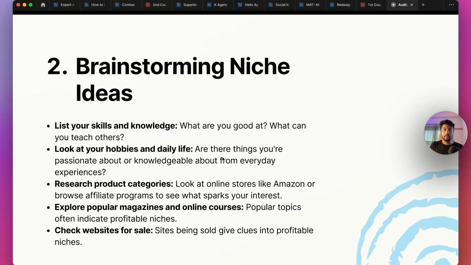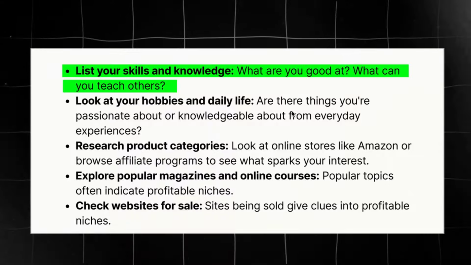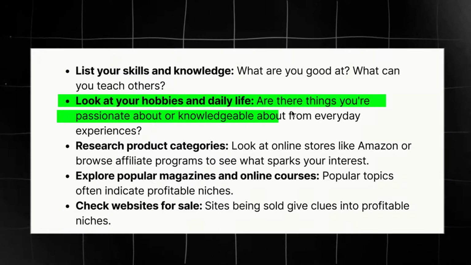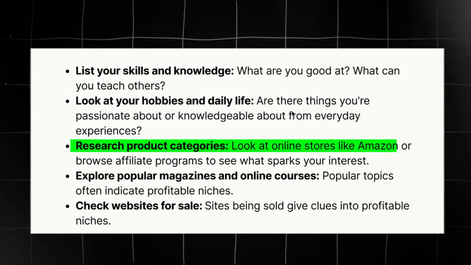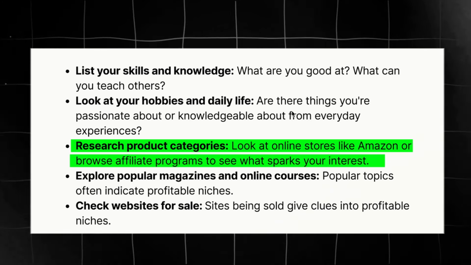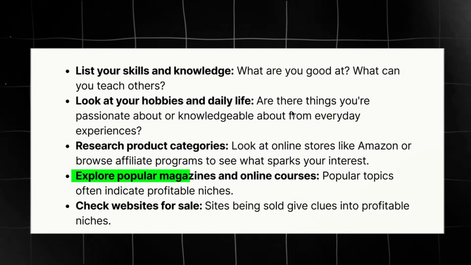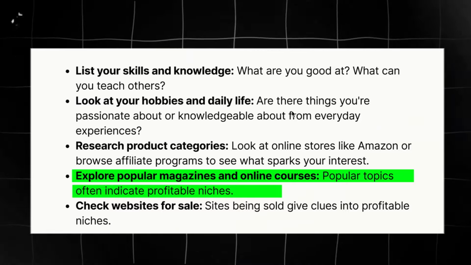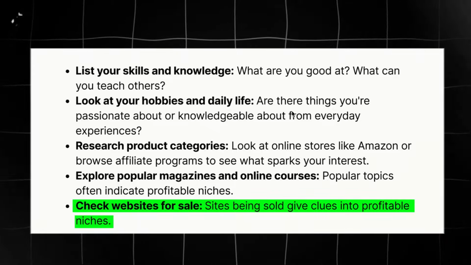Next is brainstorming niche ideas. You can list your skills and knowledge, what you're good at and what you can teach others. Just make a list of that and look at your hobbies and daily life. Are there things you are passionate or knowledgeable about from everyday experience? Research product categories. Look at online stores like Amazon or browse affiliate programs to see what sparks your interest. Explore popular magazines and online courses. Popular topics often include profitable niches. And check websites for sale. Sites being sold give clues about a profitable niche.